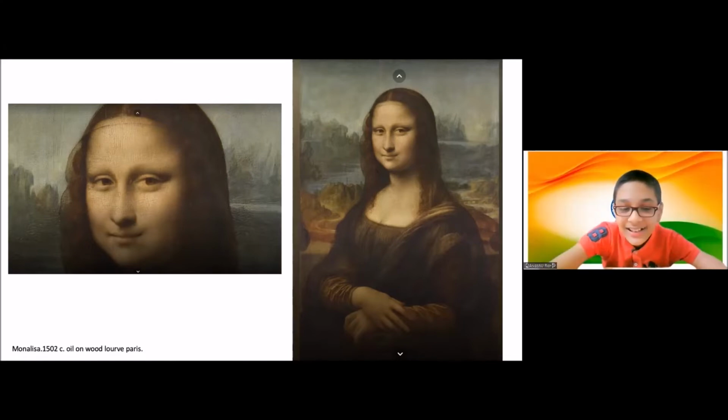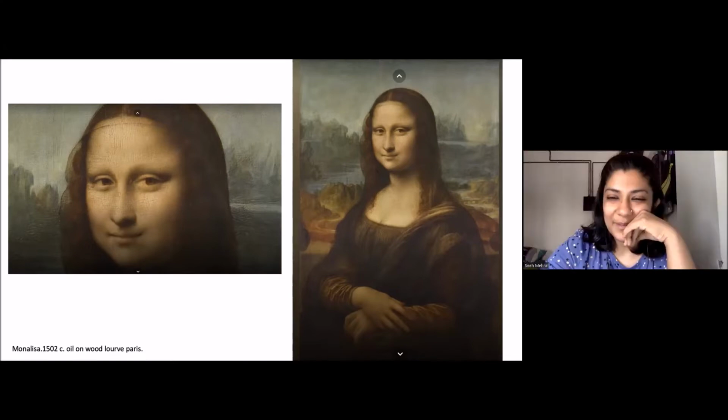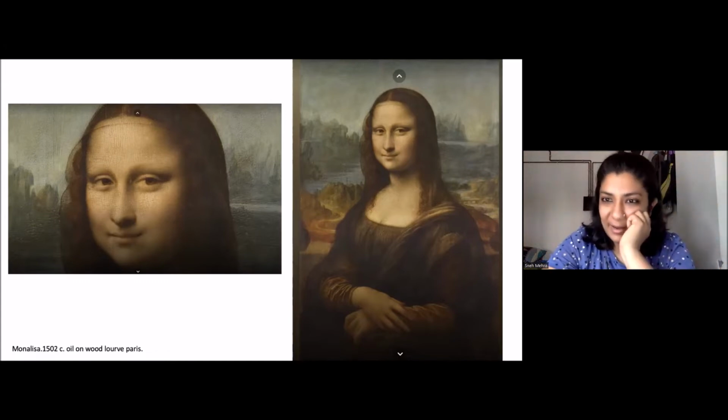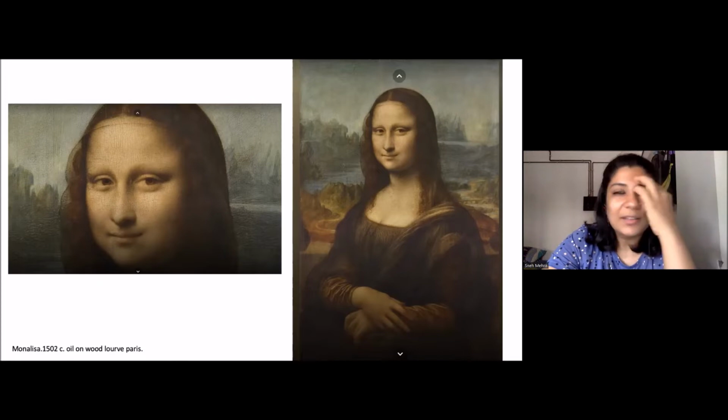Yeah. But that can be a feature of a woman staying in Europe. What you're saying is right, but it can be a feature of a woman staying there, generally. Yeah, good point, good observation.